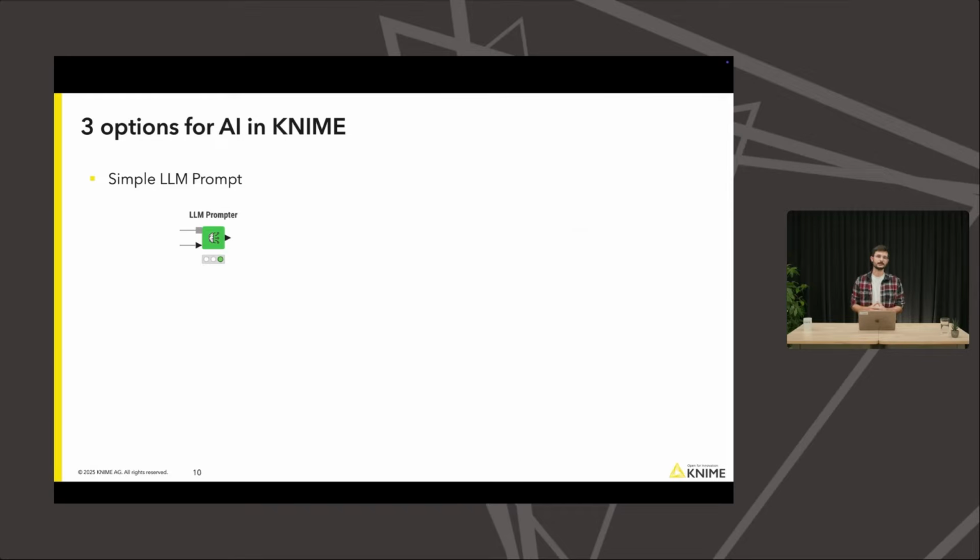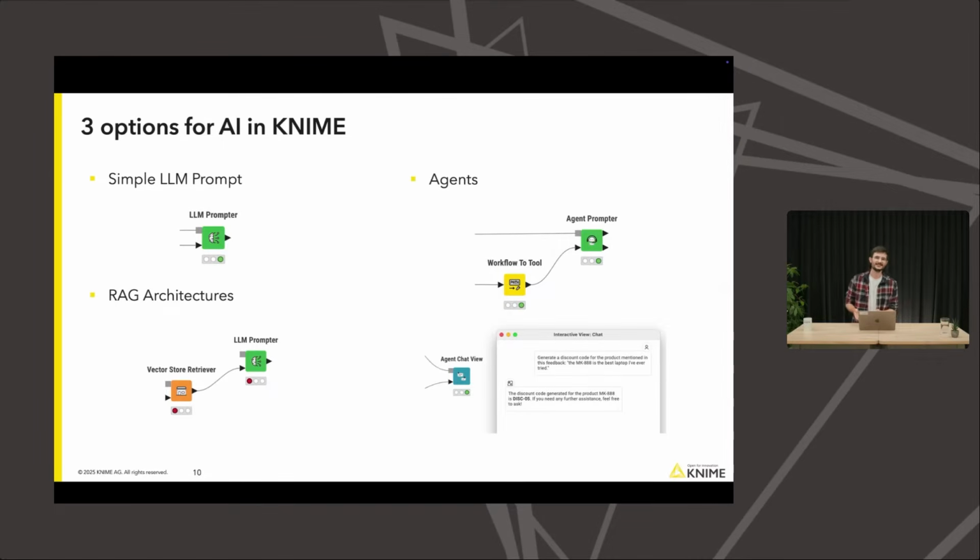And there are many ways of including AI into the KNIME workflows. One of them is by creating simple LLM prompts. So you can prompt an LLM from a specific provider by including your text or even your data. You can even build more complex RAG architectures, so create your own vector stores, populating with your knowledge base, and then give the LLM the right information at the right time. Or what we will see together today, you can even build fully fledged agents, all within the KNIME environment.